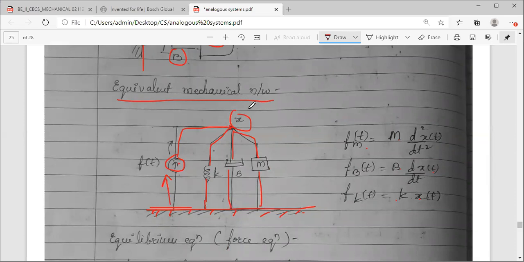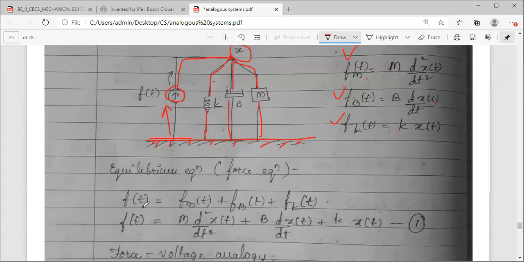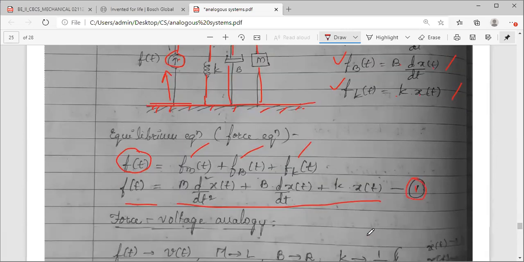Now coming to the analogous systems. For that, let us start the analysis using equilibrium equations. We know already 3 opposing forces will be there for the applied force F. So the equilibrium equation is applied force is equal to the sum of opposing forces, and the values I have substituted. This is your applied force. Let us call this equation number 1.